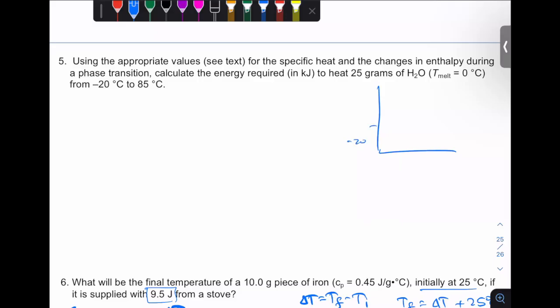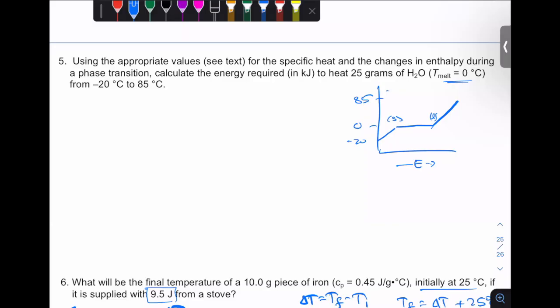You're told that the melting point is 0 degrees. In case you didn't know, that's your melting point. So in our heating curve, as we add energy to the system, the temperature rises from -20 to 0. But then when we're at 0, the temperature doesn't rise as we're converting from the solid phase to the liquid phase. And once we're all in the liquid phase, we continue to add energy. Now the temperature is going to increase, and we're asked to take it up to 85 degrees Celsius. So we've got 3 components.